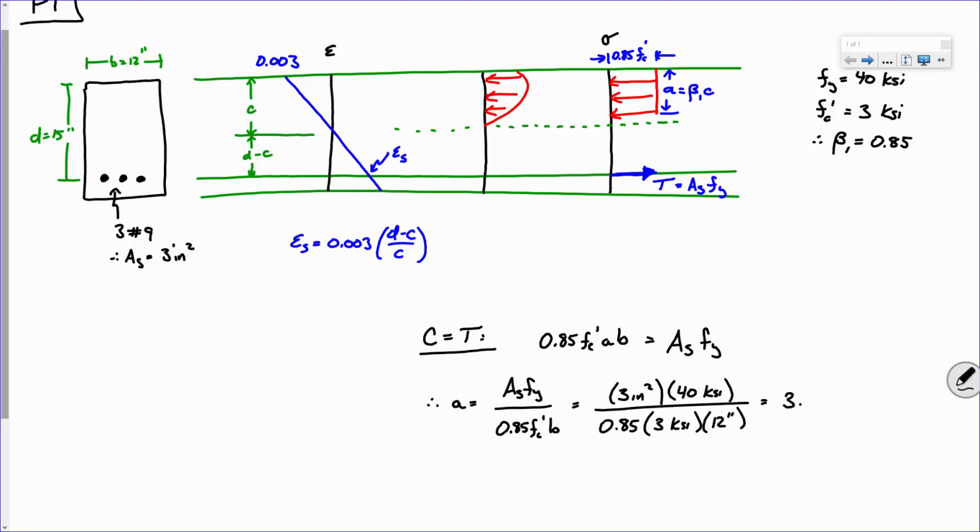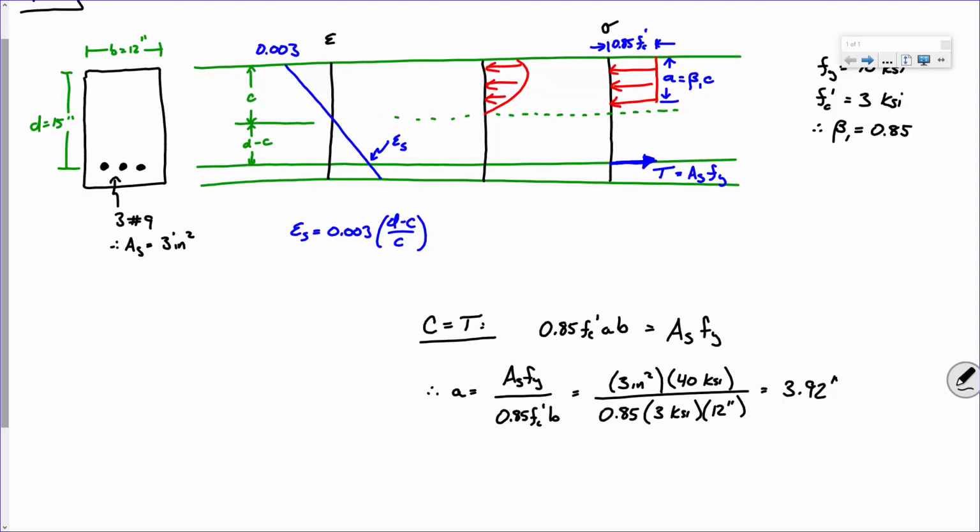3.92. So I propose that that stress block must attain a depth of 3.92 inches such that the force in compression equals the force in tension. Now, that helps us out with the forces. Okay, let's talk about moments.